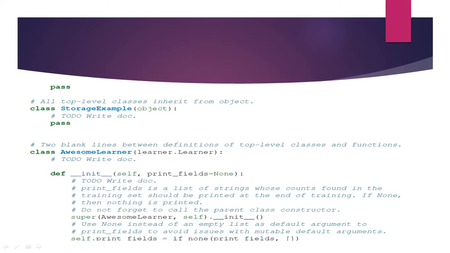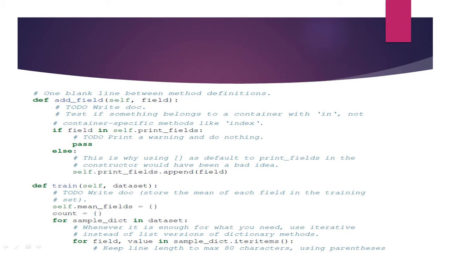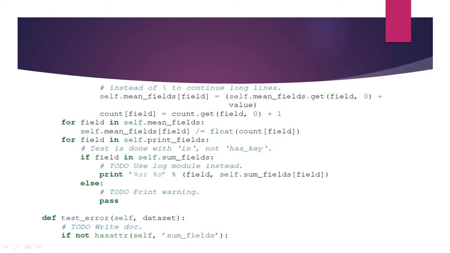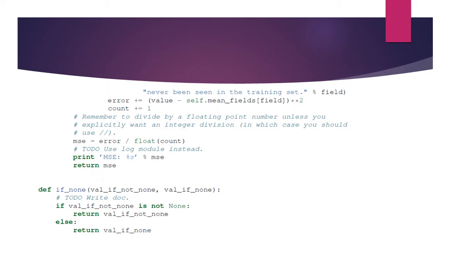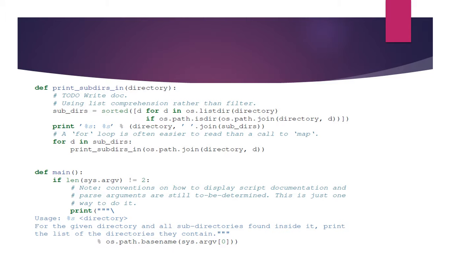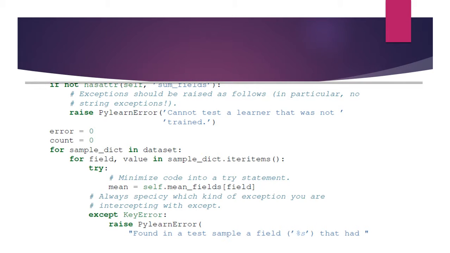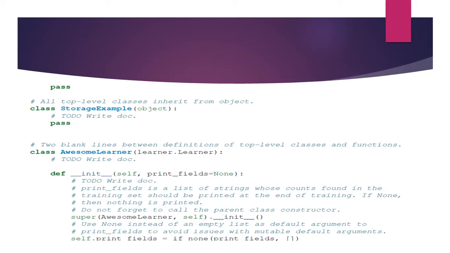Then comes the definition of the initialization of the class, in which we print the field and self. Two parameters are passed, in which the awesome learner is something we will define later: the definition of train, the definition of add field. These are the functions of the classes, and the definition of testing error. If none, main print subtract. So the two blank lines between the definition of the top level classes and the functions.